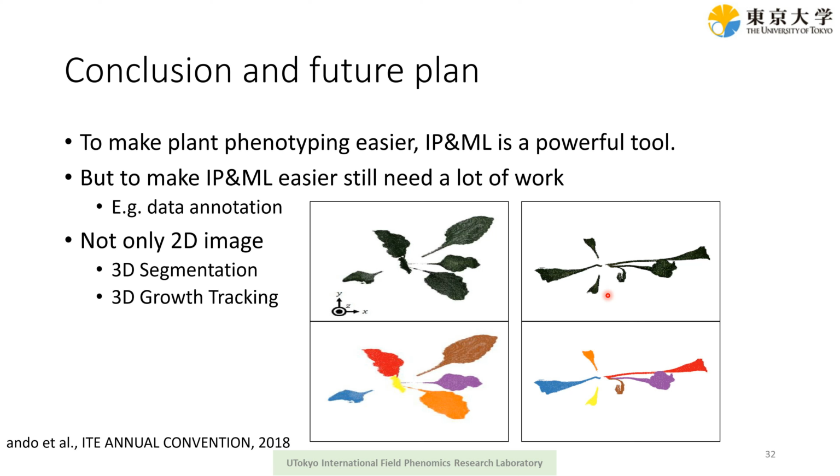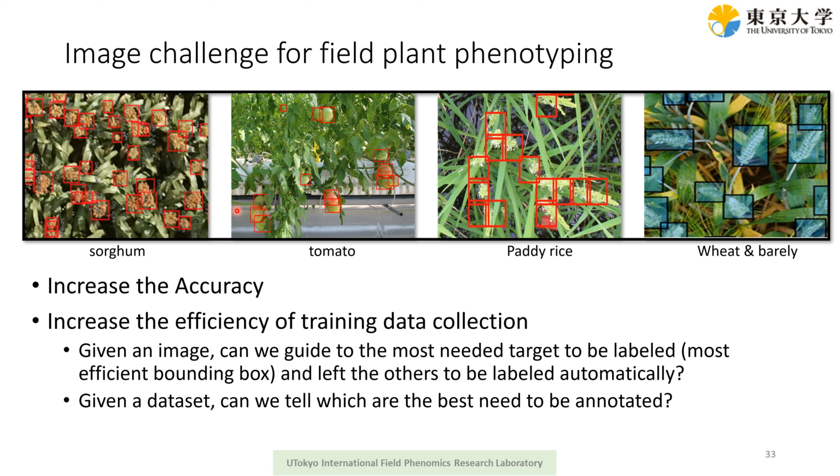And then we would like to do the 3-dimensional growth tracking for each leaf in the future. And also, I think in order to overcome the first biggest problem of machine learning and image processing at this moment, we have to focus on data annotation, so we need more scientists to join the community.